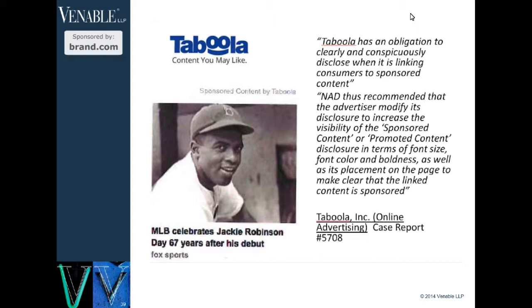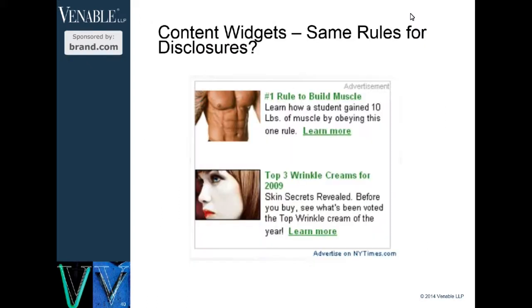There's, again, flexibility in the how and the where. But when we look at this, the discussion should not start with the premise of how small can we make it, but rather the discussion should be about how can we make a clear and conspicuous disclosure that most naturally fits within the content.